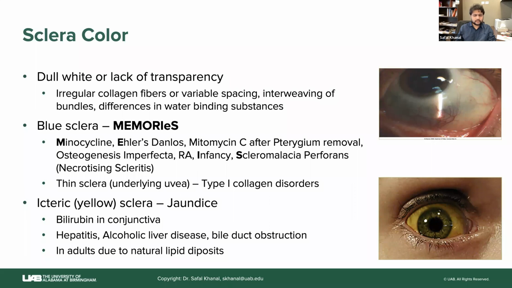Sometimes you see the sclera yellow in conditions like jaundice, where there is deposition of bilirubin in the conjunctiva. So you see the color of the sclera as yellow. Some of these conditions are hepatitis and alcoholic liver disease, and sometimes it can also occur in adults due to natural deposits of lipids as well.